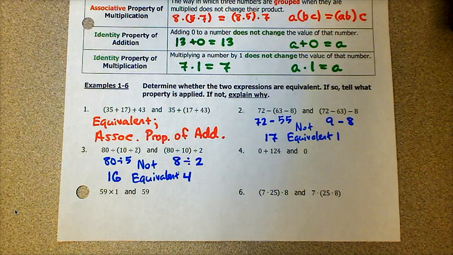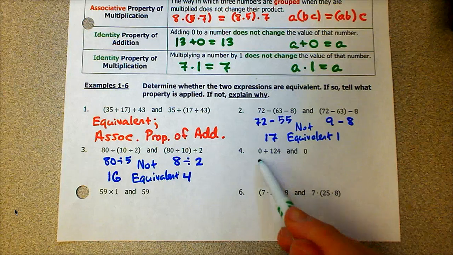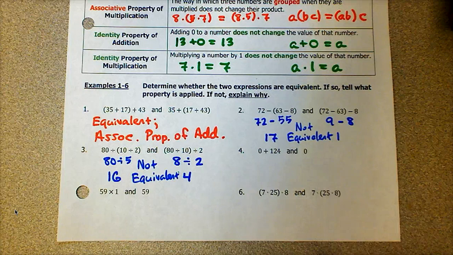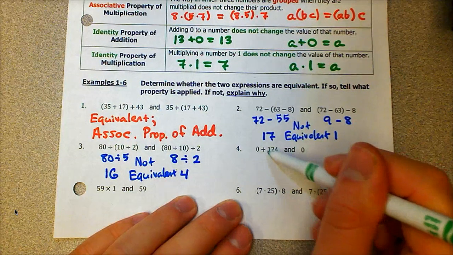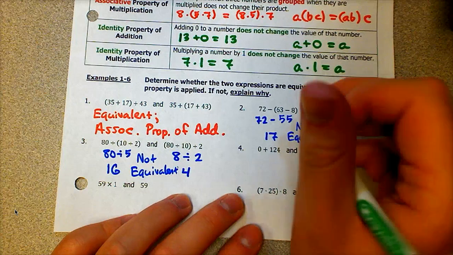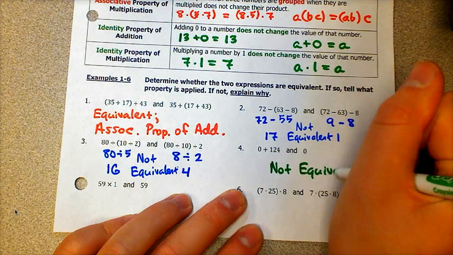For number 4, we have the expression 0 plus 124 and 0. At first glance, it looks like this might be an identity property, because again, we're using zeros and adding, but notice it says 0 plus 124 is equal to 0. That is not true. If you add 0 and 124, you get the original number that wasn't 0. You don't get 0 when that happens. So these two are not equivalent. 0 plus 124 is actually 124, not 0.